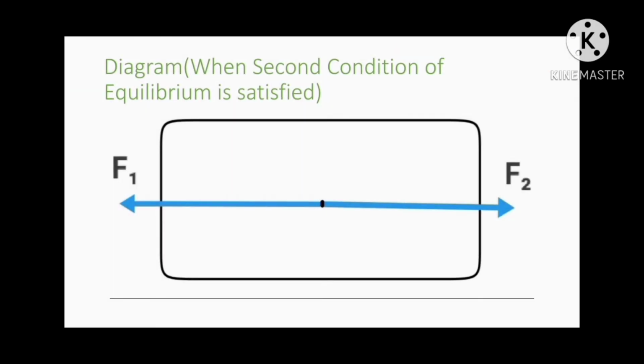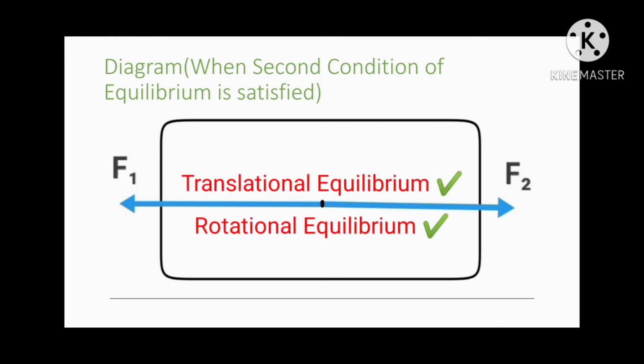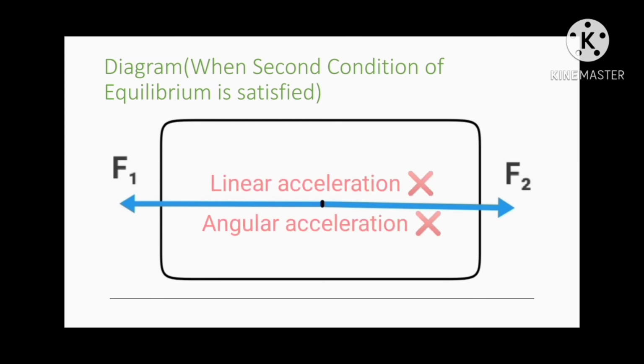Here you can see the diagram when both the conditions of equilibrium, I mean first and second condition, are satisfied. In this diagram you can see a rectangular object on which two forces F1 and F2 are acting. These forces are opposite in direction with respect to each other, and if they are of the same magnitude, then they would cancel out each other and the body shall be in equilibrium. So the body will be in translational equilibrium as well as rotational equilibrium. It would have no linear acceleration as well as angular acceleration.